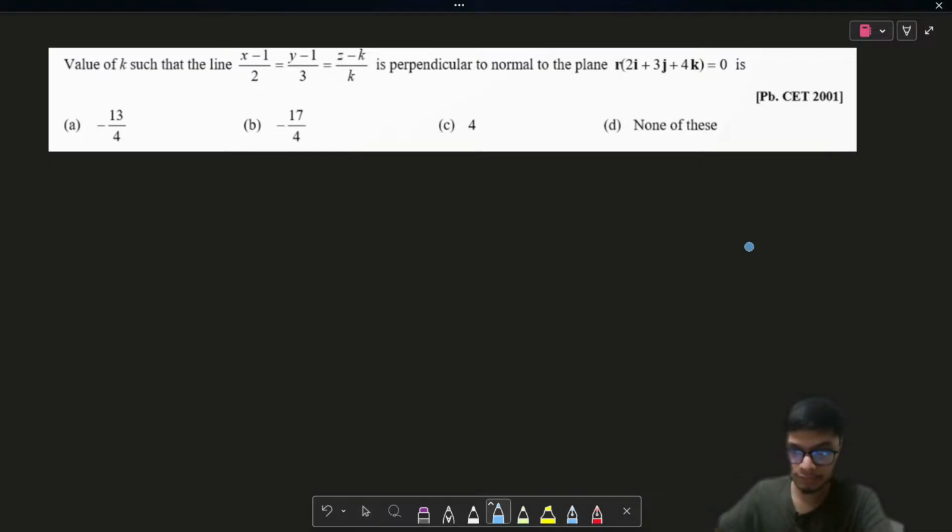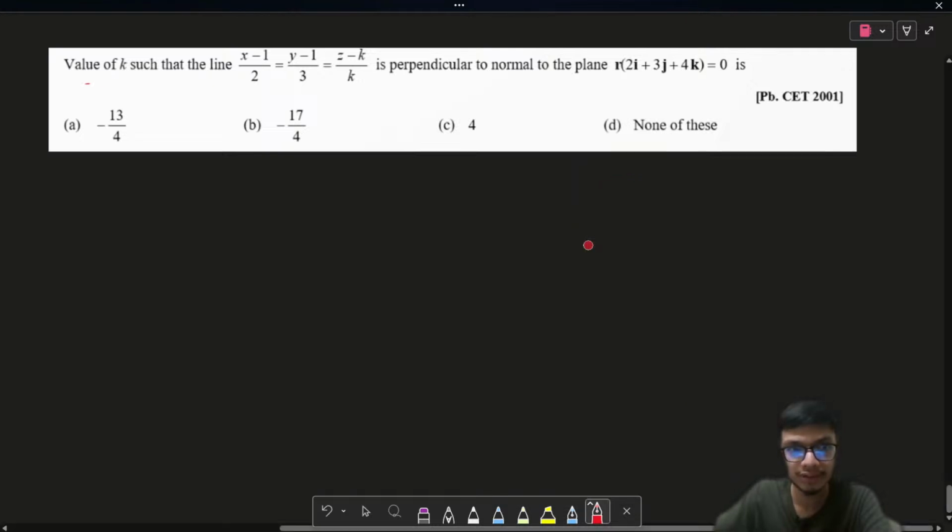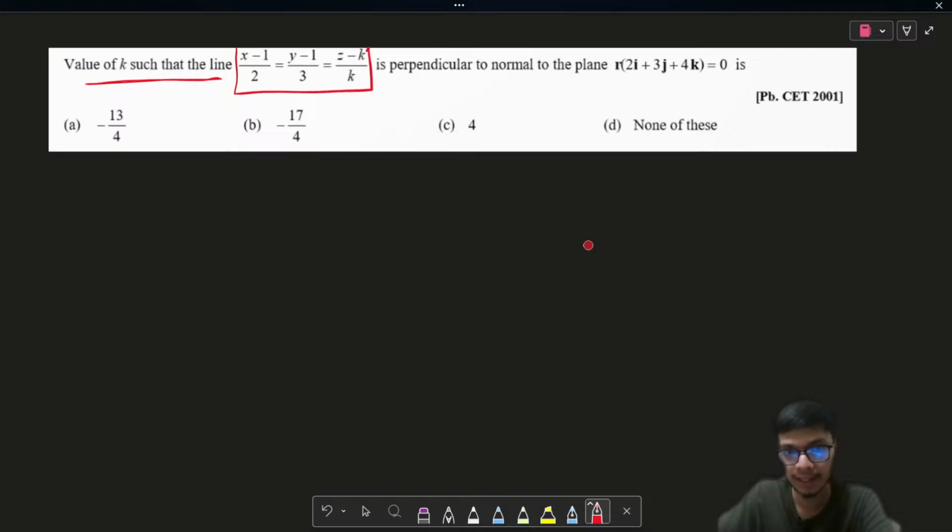If you read through this question, it is said that you have to find the value of k such that the equation of the line is perpendicular to the normal to the plane. So it is a very simple problem, right?